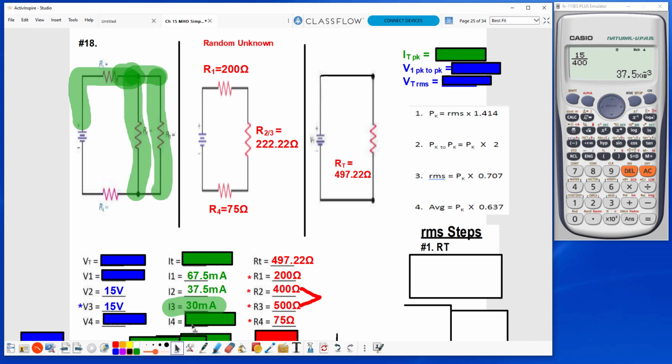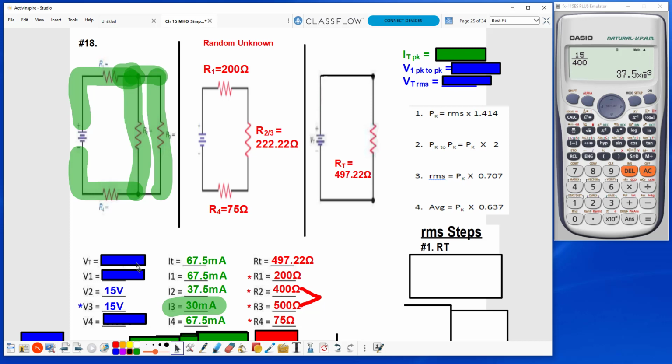Same thing for I4. R4 is on the main branch, so this tells me that the current of I4, which corresponds to the current flowing through R4, is also going to be 67.5 milliamps. And it also tells me the total current amount, because whatever the total current amount is equal to whatever the main branch current is.